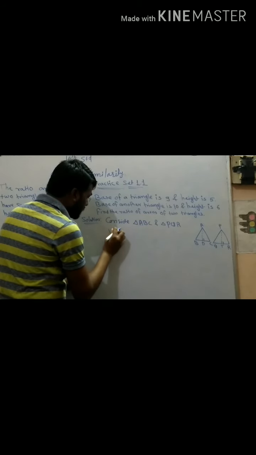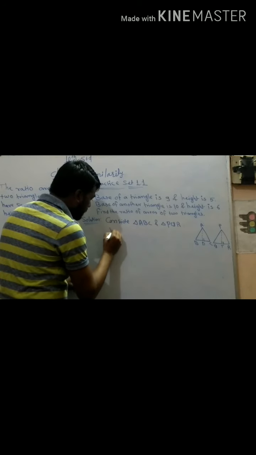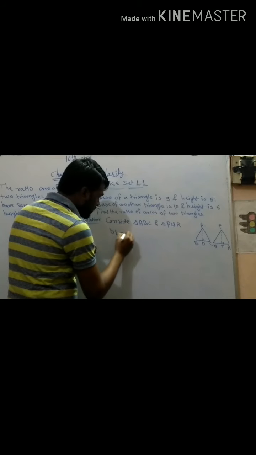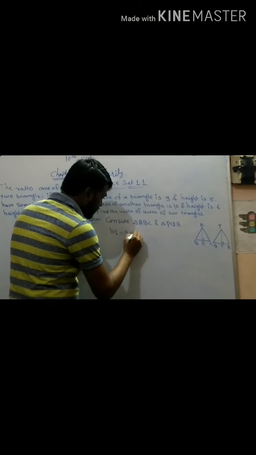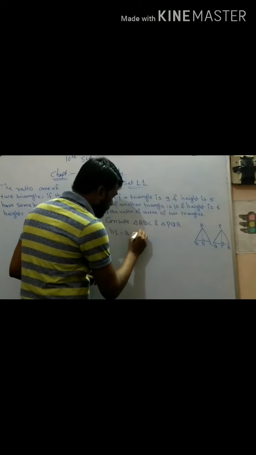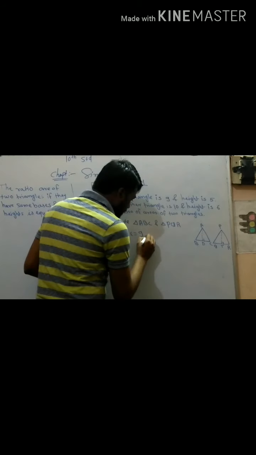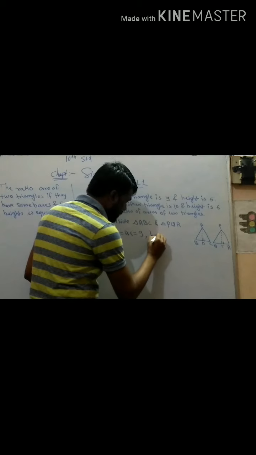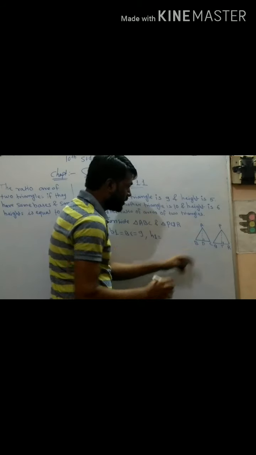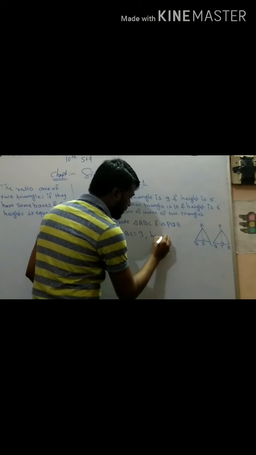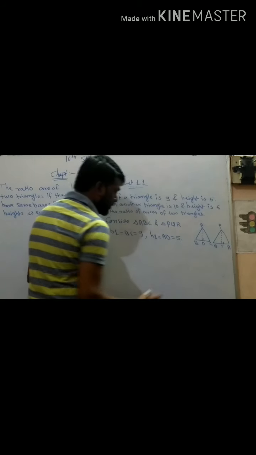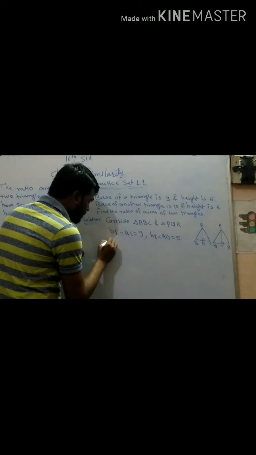So consider the base. What is the base? B1 in short we can write. BC is equal to 9 centimeter, the first triangle's base. And then the height: the first triangle's height H1 you can write in short, height is AD is equal to 5.